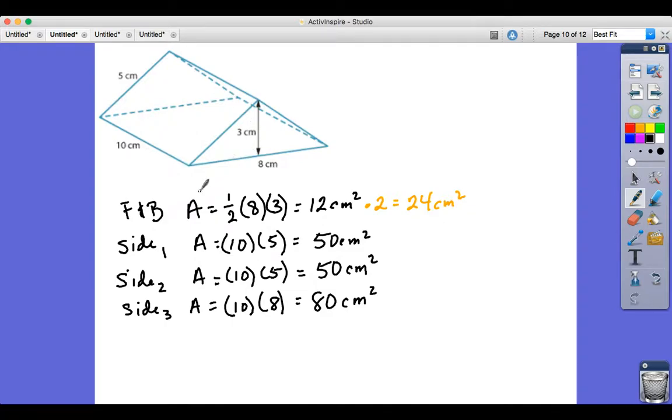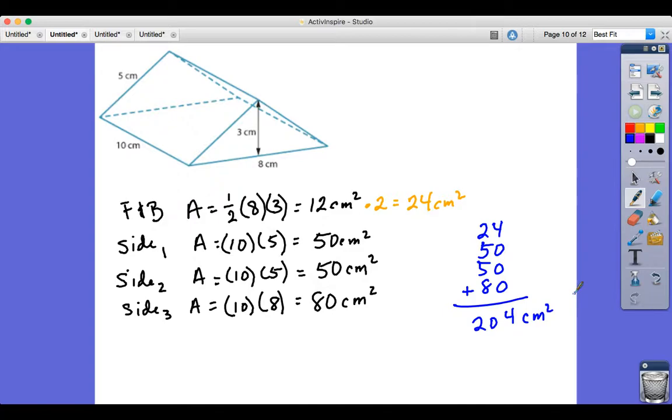Okay, so we've got 5 pieces that we now need to add together. So the surface area, our total surface area, is going to be 24 plus 50 plus 50 plus 80. Okay, so this is going to be 4, 10, 20, so 204 centimeters squared. 204 centimeters squared. Okay, so that's a rectangular prism. This is now a triangular prism.